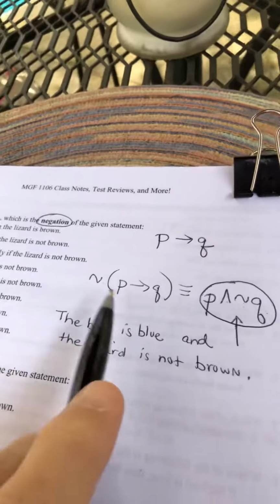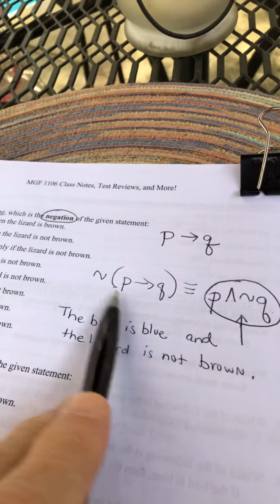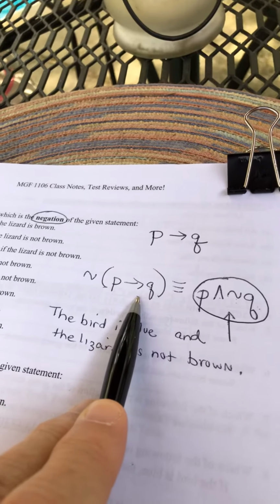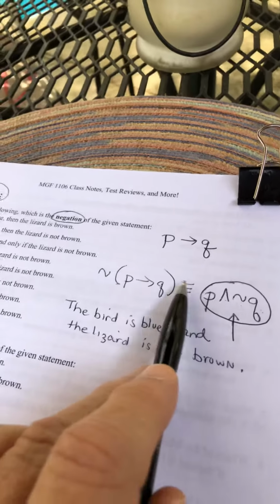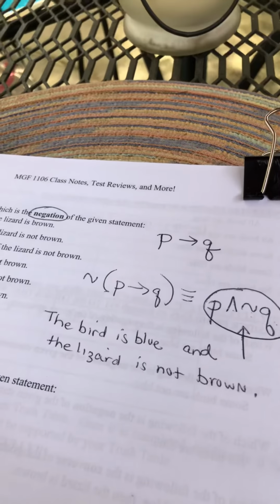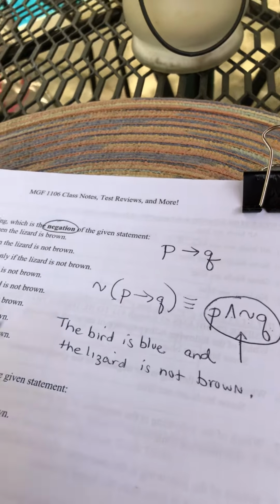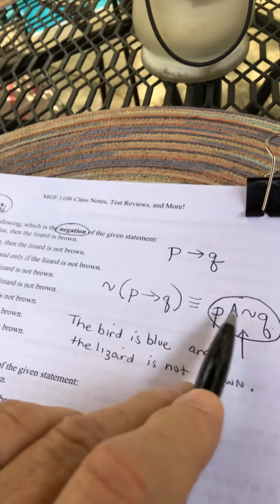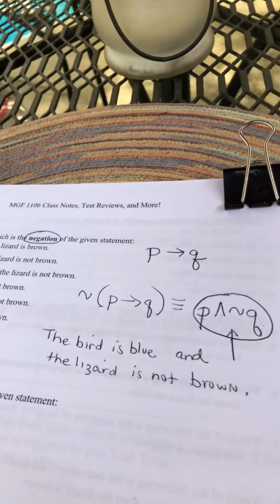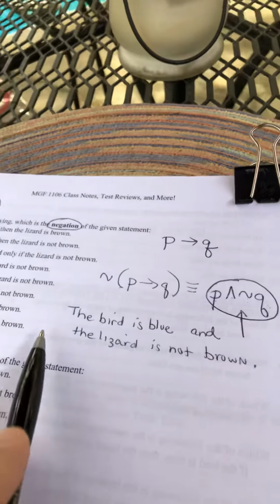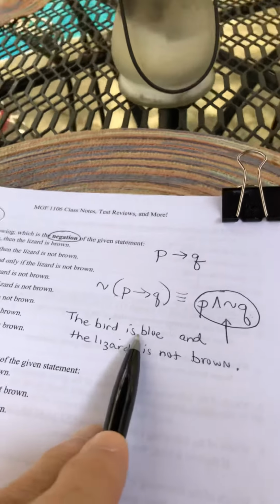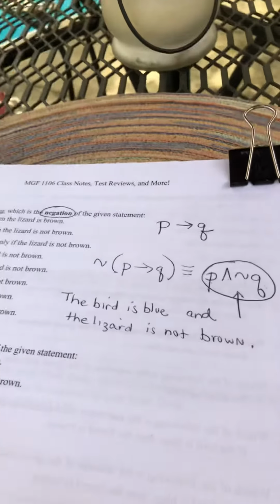So, to negate a conditional, we look on our cheat sheet. The negation of the conditional says this is equivalent to P and not Q. That's how you negate a conditional. So the correct answer would be the bird is blue and the lizard is not brown.